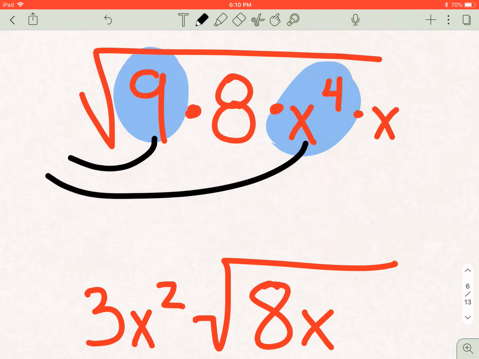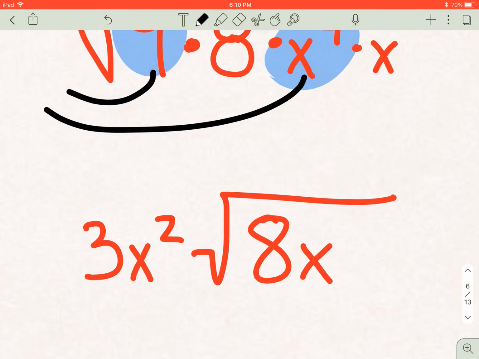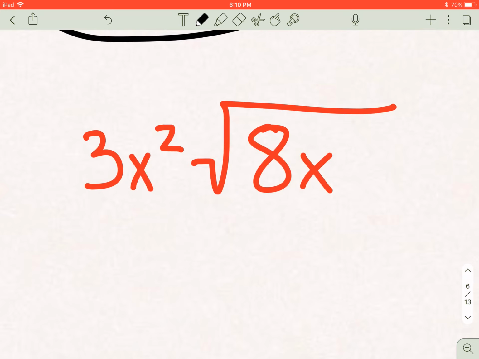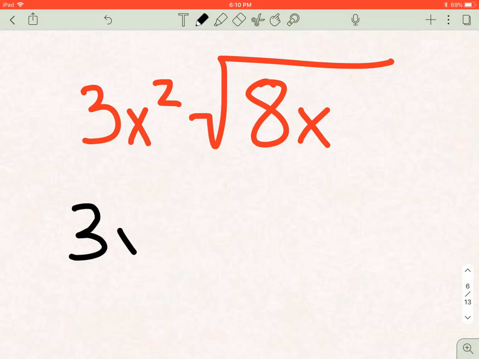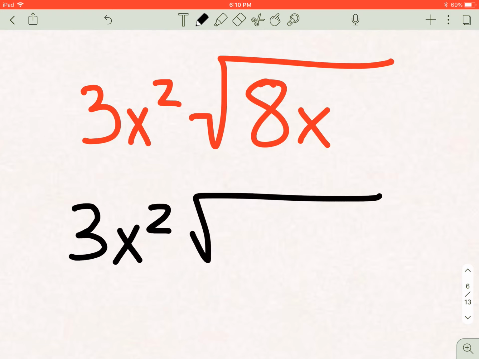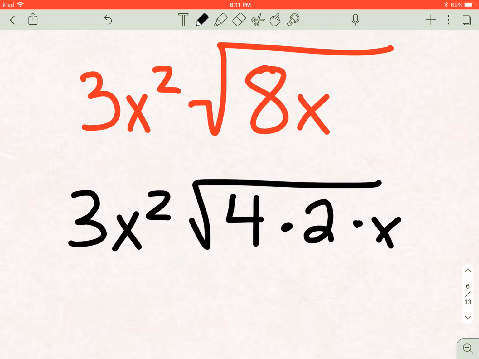If I look at this a little bit harder, the square root of 8x, 8 is not a perfect square, but can't I make 8 out of 4 times 2? Yes, I'm going to rewrite this as 3x squared times the square root of 4 times 2 times x. So you really have to look at these. You might have done all the steps correctly, but just like when simplifying fractions, once you're done, you need to go back and say, is that simplified as far as I can go? Here, this is not simplified as far as it can go.